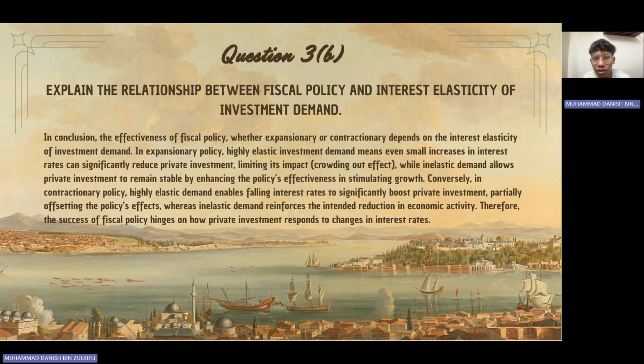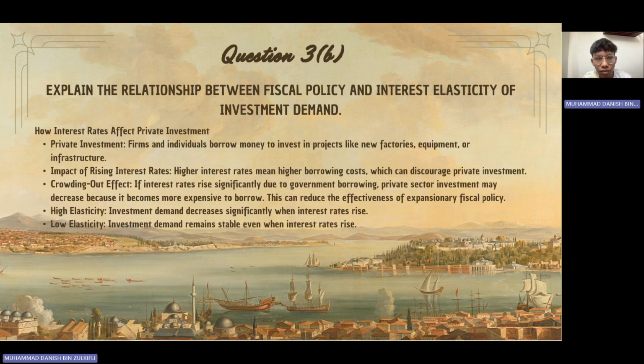Conversely, in contractionary policy, highly elastic demand enables falling interest rate to significantly boost private investment, partially offsetting the policy effect, whereas inelastic demand reinforces the intended reduction in economic activity. Therefore, the success of a fiscal policy hinges on how private investment responds to changes in interest rate.